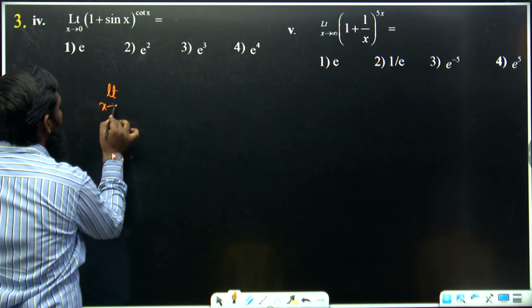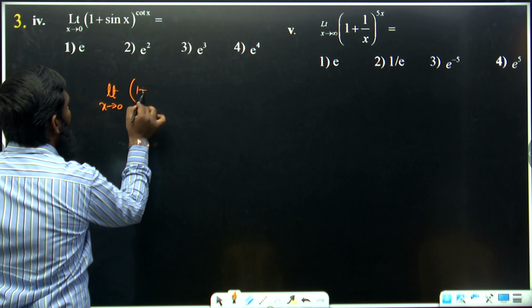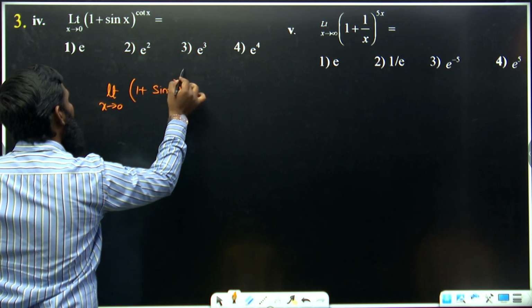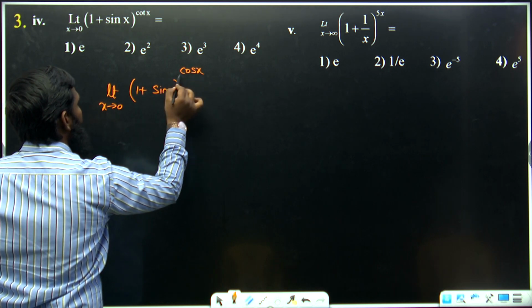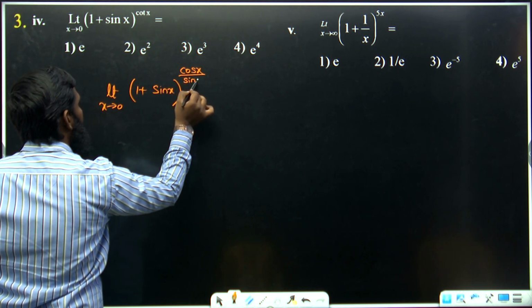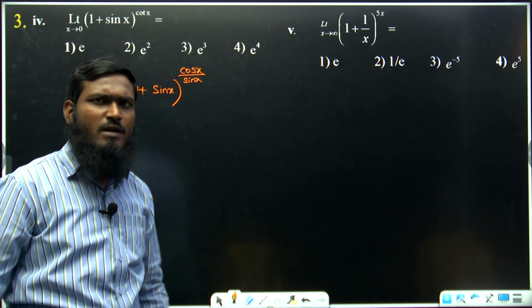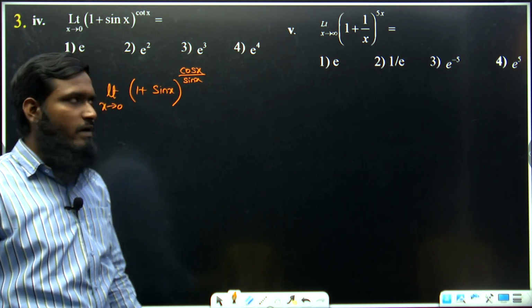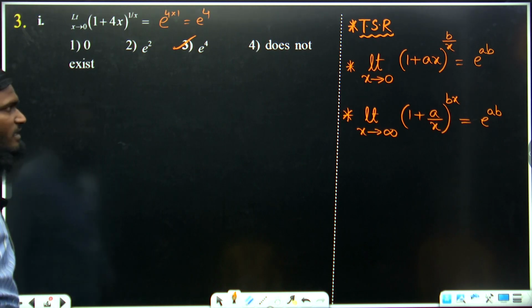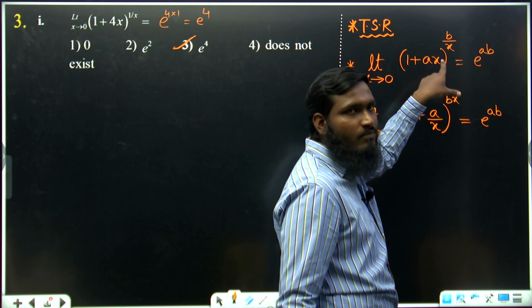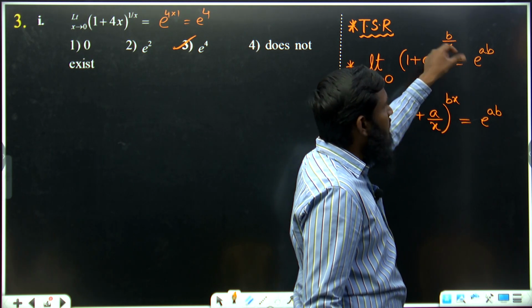Limit x tends to 0. Now what we are doing? 1 plus sin x we have written as it is. Whole power cot x means we are writing it as cos x divided by sin x. Okay, like this we are writing. Now a simple trick we are having over here. What we have to do? See this part. Whatever the power I have given you over here, this x should be the same. Yes or no? This x part should be the same actually.